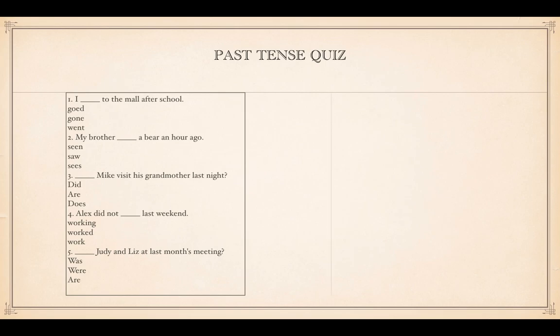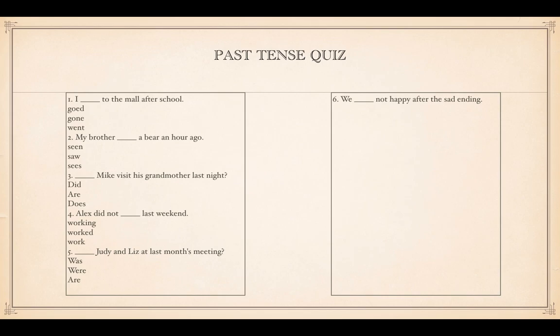Moving on to number 6, we something not happy after the sad ending. Which word do you need to select? Number 7, which word do you put at the beginning of this sentence? Remember, the sentence when you read it after selecting the word has to be in the past tense. So, sorry, I hear you at the door. Select the word that you need to put in the empty space.